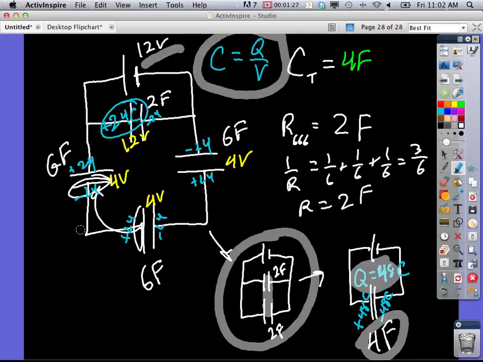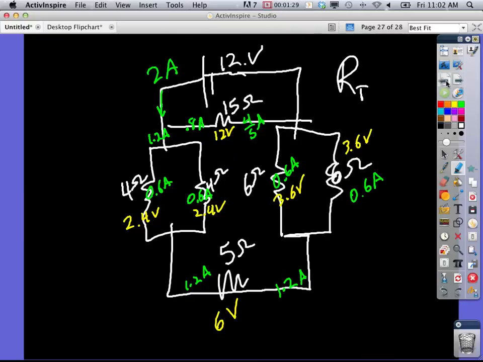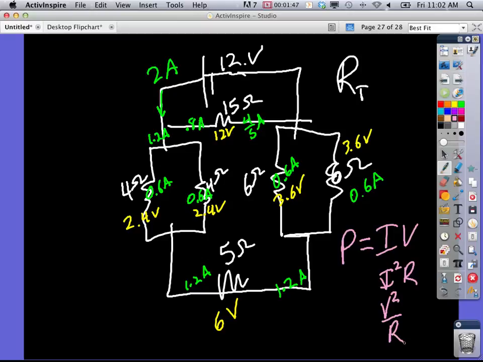Okay, now, the next level of question that you would receive on this one would be how much power is used up at each one of these resistors. In that case, you would just use IV, I squared R, or V squared over R to calculate the power at each resistor.